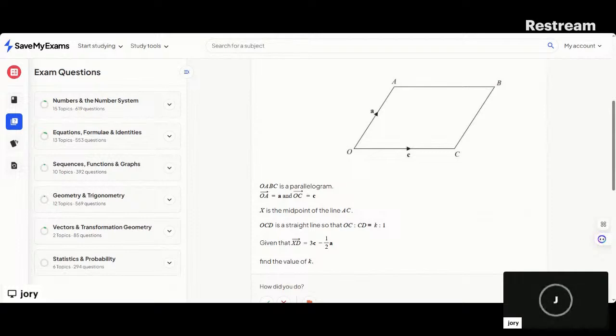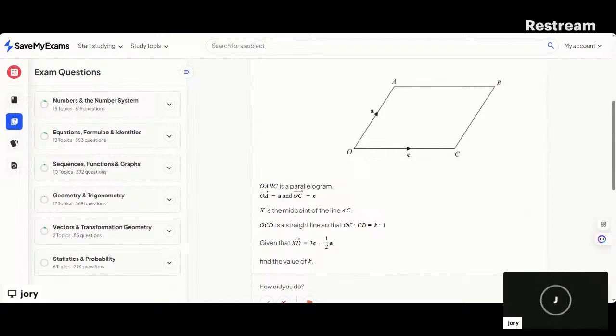Find K. AC is K to CD 1. So can we find CD? Okay, let's find CD. To find CD, I need to use CX and then XD. So I need CX, and I know CX is half of CA.